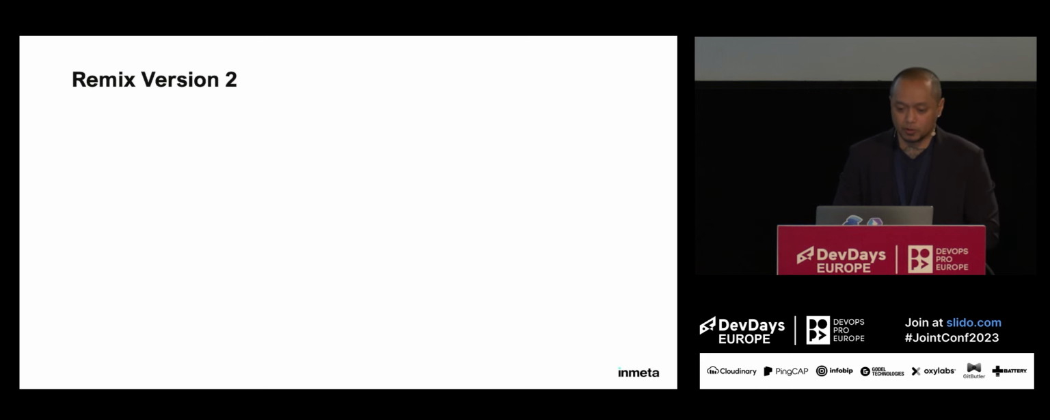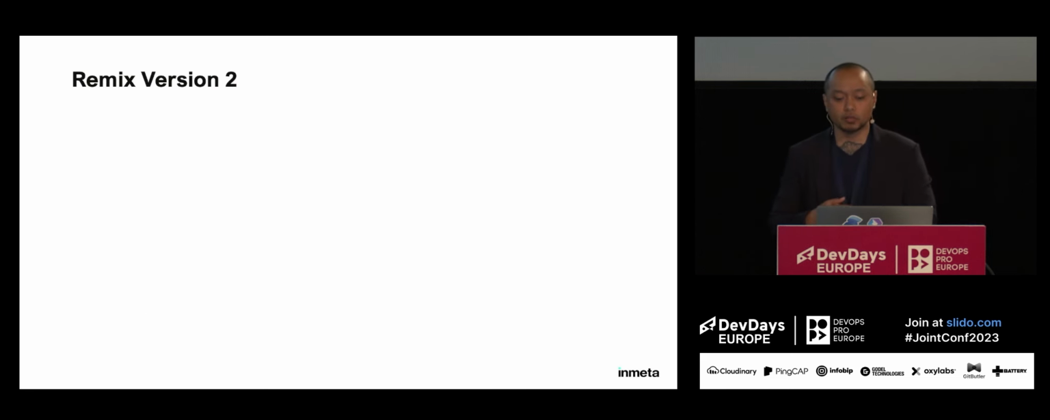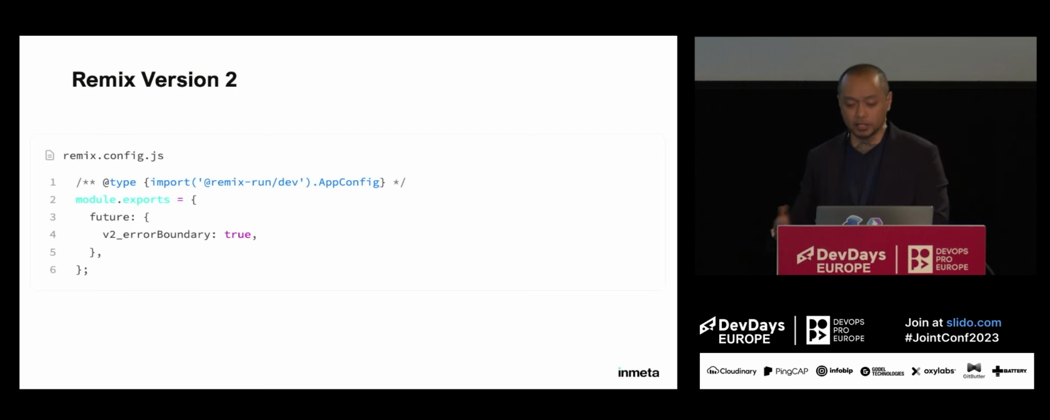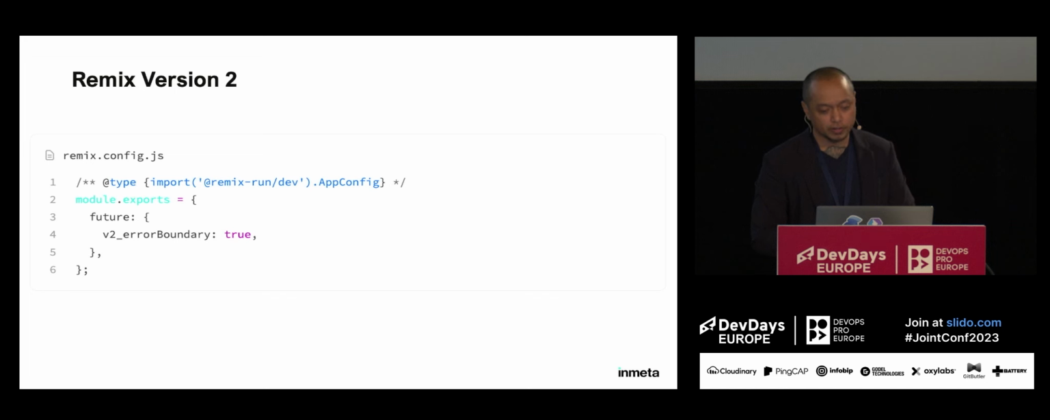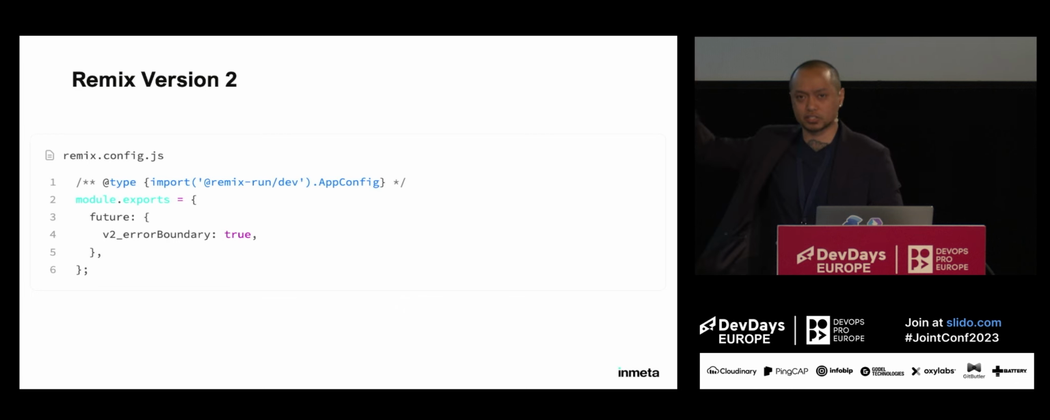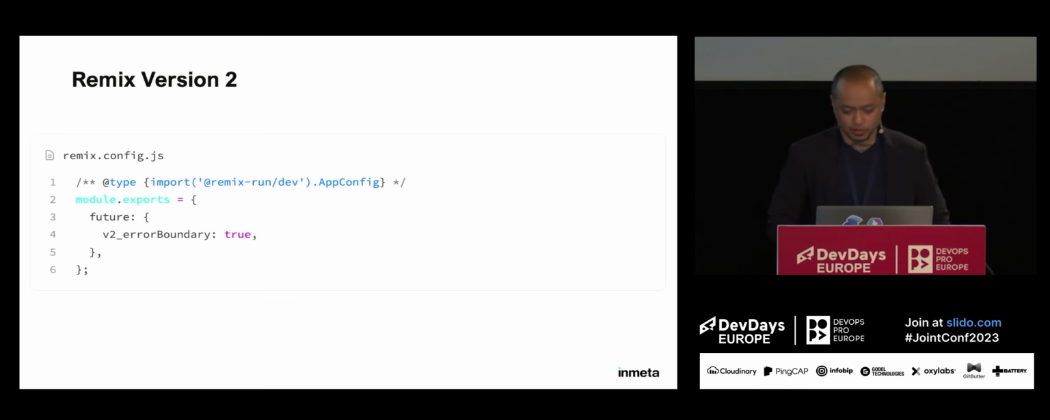Remix version 2. Remix is working on Remix version 2 now. They're doing this a little bit differently than other major versions that you might have used in the past. The cool thing about Remix version 2 is you can actually use it today, because the way they're doing it is they're shipping a bunch of feature flags in Remix version 1 that let you opt into all of the features that are going to be in Remix version 2 through this remix.config.js. And this is just an example of it. v2 error boundary, set to true, and there's a bunch of that.